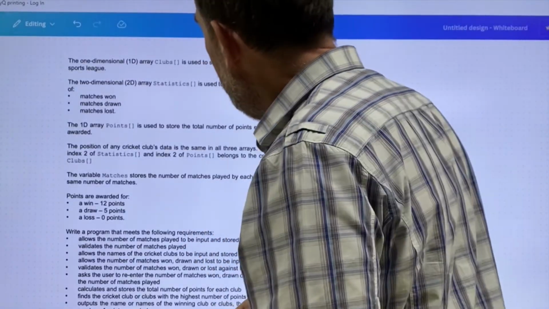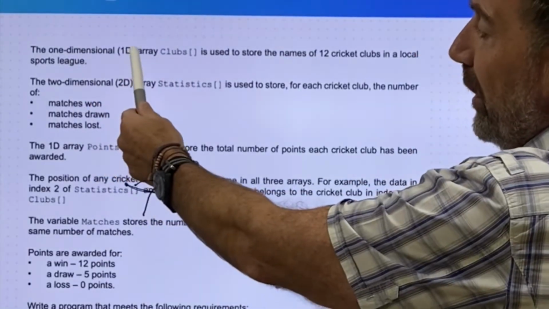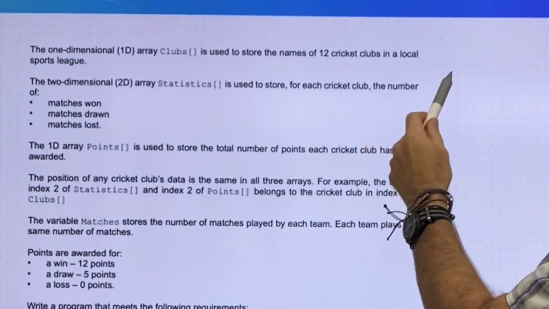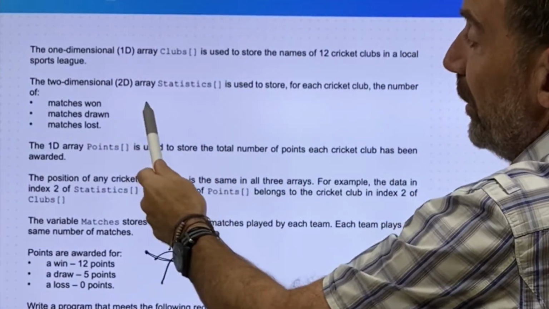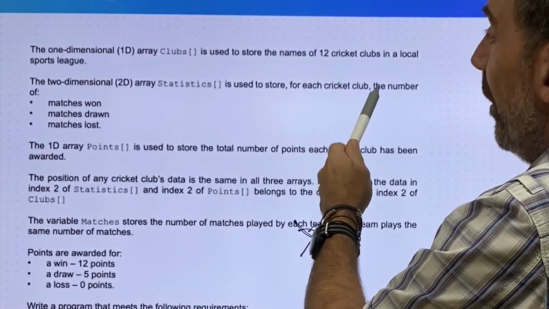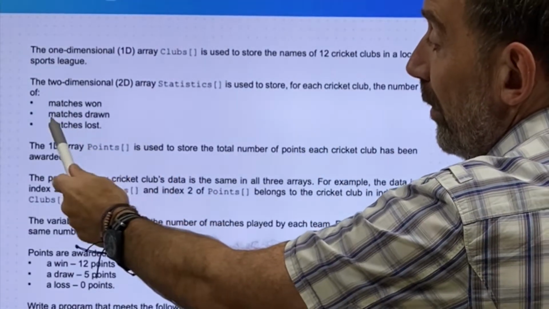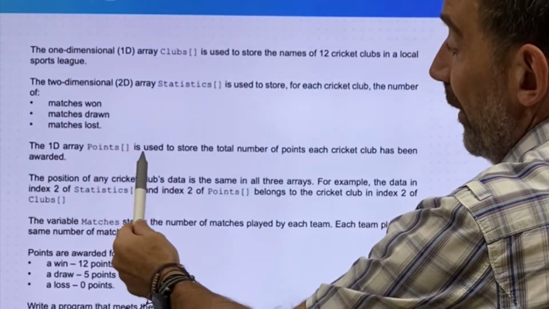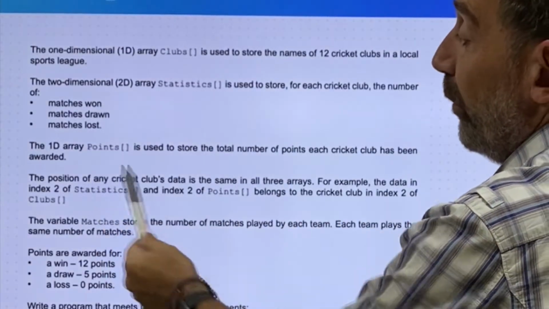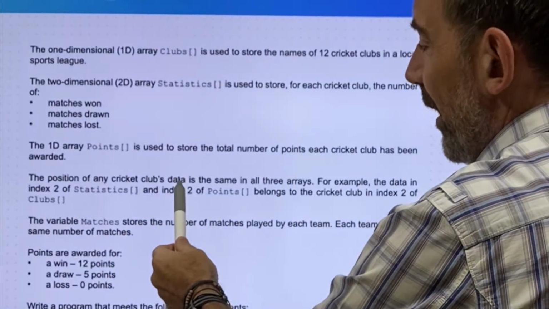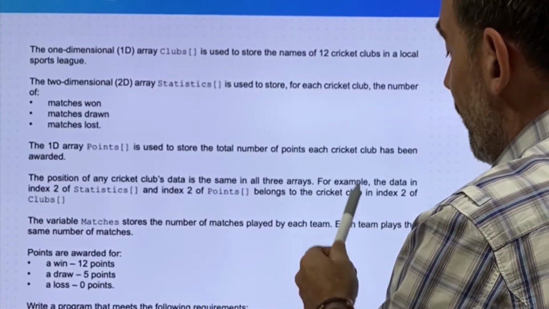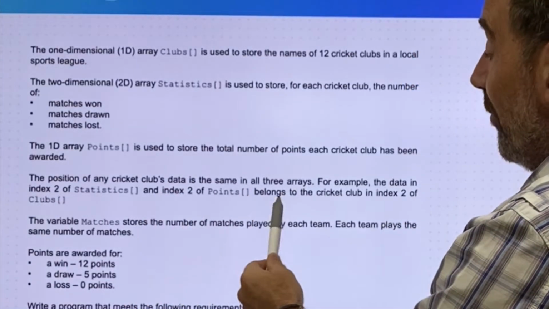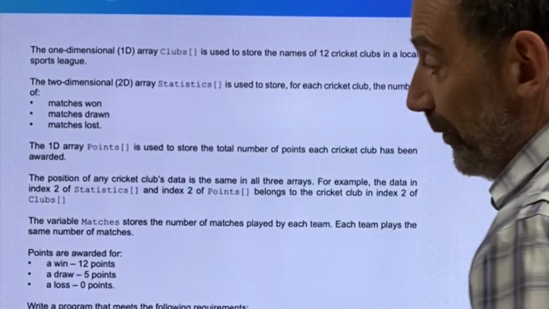Here we go, I'm going to read this to you. The one-dimensional array, clubs, is used to store the names of 12 cricket clubs in a local sports league. The two-dimensional array, statistics, is used to store for each cricket club the number of matches won, matches drawn, and matches lost. Then we've got another one-dimensional array, points, used to store the total points each cricket club has been awarded. The position of any cricket club data is the same in all three arrays. For example, the data in index 2 of statistics and in index 2 of points belongs to the same cricket club in index 2 of clubs.